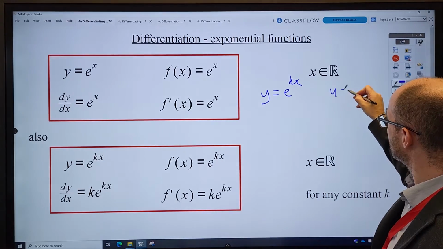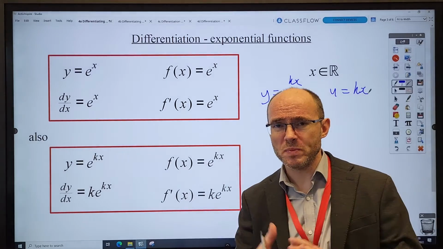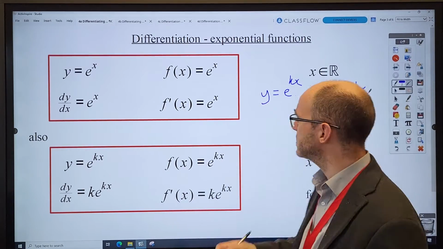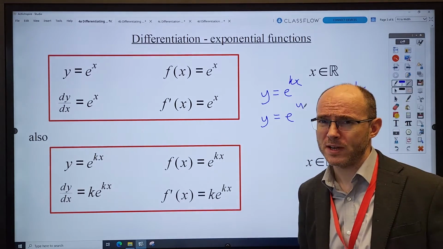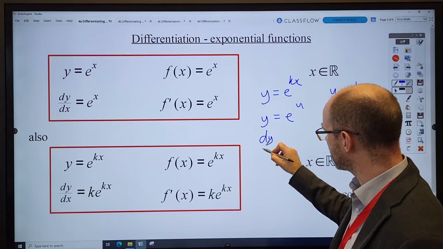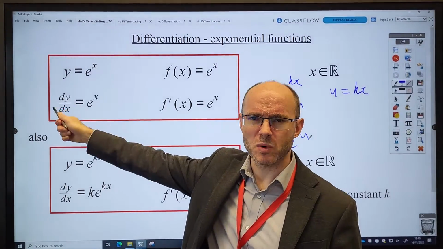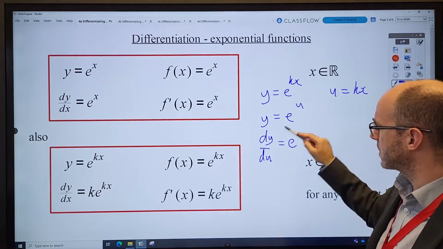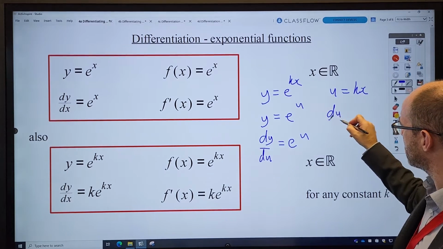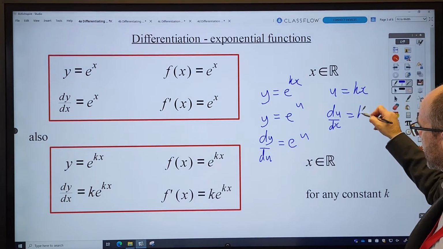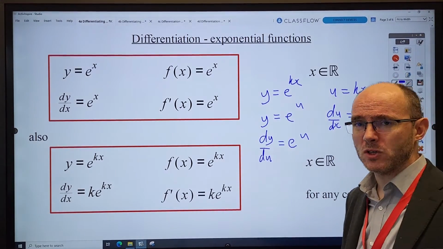We want to let u be that power. Remember how the chain rule works? We try and let u be a letter such that it makes the differentiation easier. Because what that means is we're left with e to the power of u, and we can find dy/du. It's easy. It's just e to the power of u. If y equals e to the x gives us dy/dx equals e to the x, then y equals e to the u gives us dy/du equals e to the u. We can differentiate u in terms of x, so du/dx is equal to just k, where k is just that constant value. And then the chain rule, remember, dy/du times du/dx.